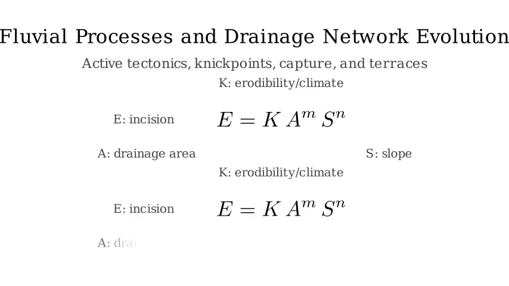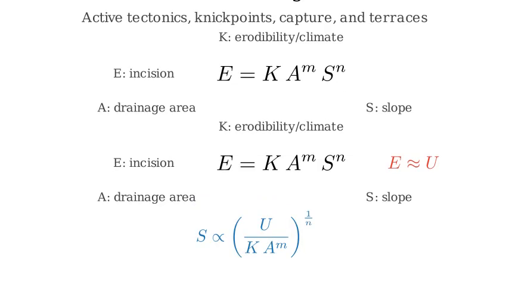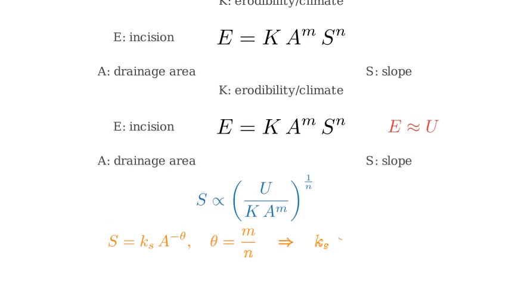Solving for slope gives S proportional to the quantity U divided by K times A to the M, all raised to the power 1 over N. This means for higher uplift, channels must steepen, especially where contributing area is small. Geomorphologists often write slope as S equals K_s times A to the minus theta, where theta equals M over N. The normalized channel steepness, K_sn, correlates with uplift. High K_sn often flags rapid rock uplift zones.